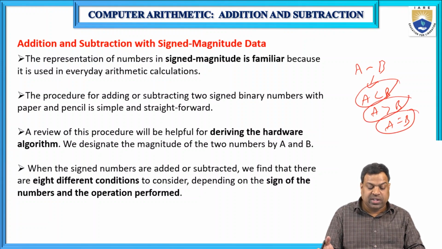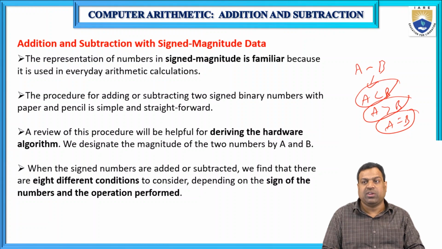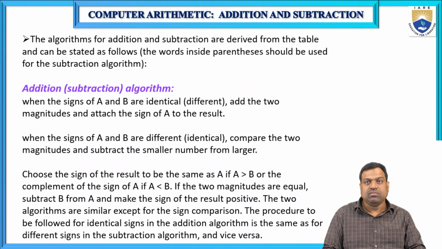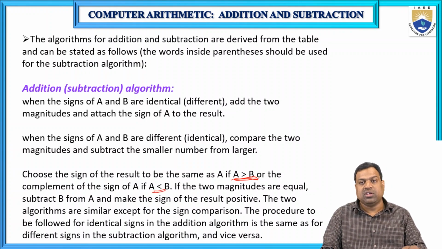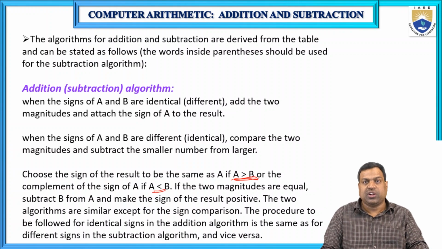If A equal to B, I will get 0. If A is greater, it means a positive value. If A is less than B, I will get a negative value. So depending on your subtraction, the result will be positive or negative or 0. So how are we preparing the addition or subtraction algorithm? First, is A less than B or A greater than B? Only then will I find out whether I get a positive or negative value.